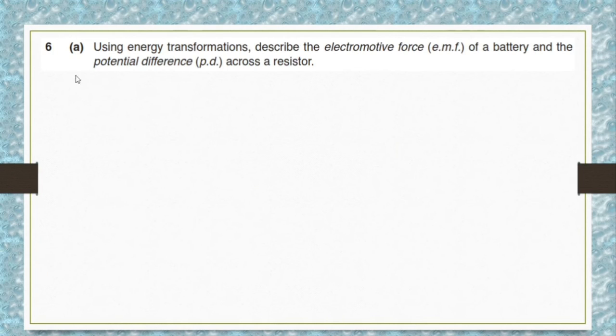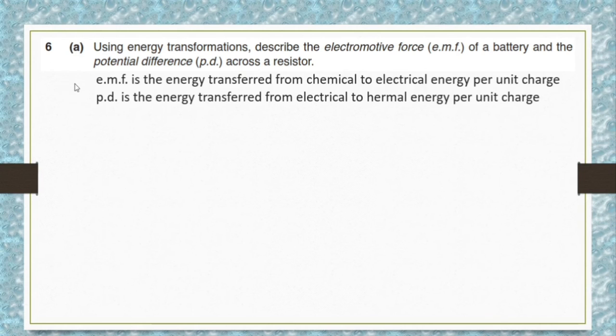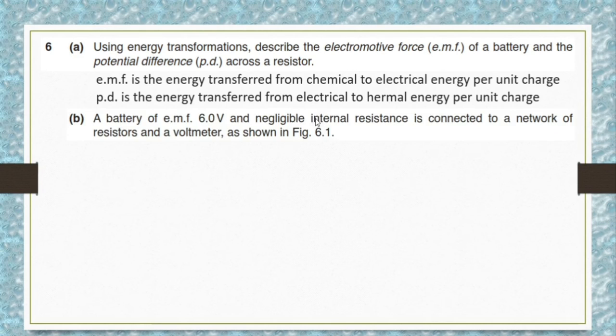Number 6. Using energy transformations, describe the EMF of a battery and the PD across a resistor. You can use the definition that EMF is the energy transferred from chemical to electrical energy per unit charge, while PD is the energy transferred from electrical to thermal energy per unit charge.